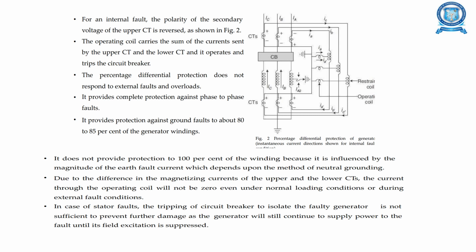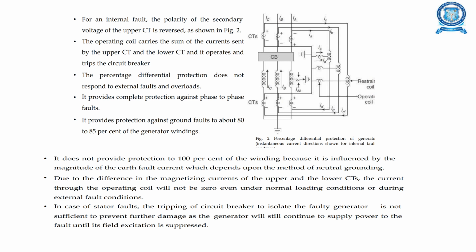For an internal fault, the polarity of the secondary voltage of the upper current transformer is reversed, as shown in figure 2. So the upper operating coil carries the sum of currents sent by the upper and lower current transformers. The percentage differential protection does not respond to external faults and overloads. It provides protection against ground faults to about 80 to 85% of the generator windings.